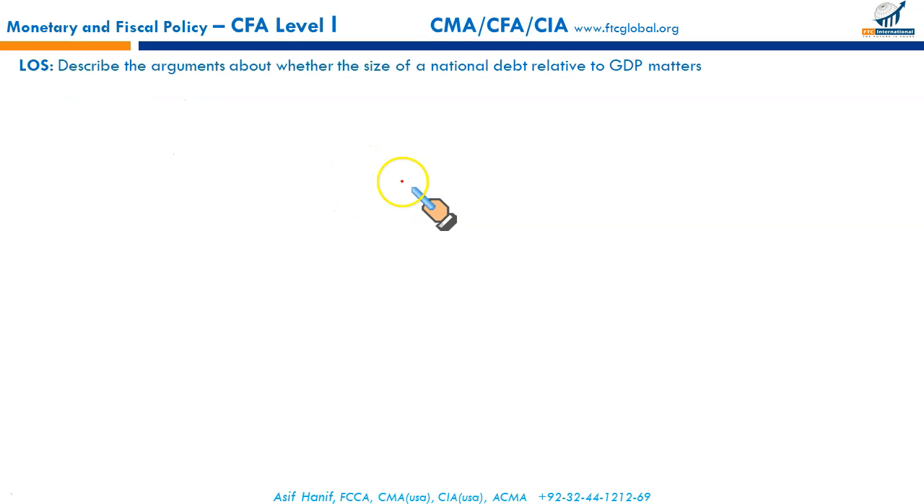Next, LOS: describe the argument about whether the size of a national debt relative to GDP matters. Well, if the debt is large, it can cause instability. Investors might lose confidence. The government must reduce spending to cover interest payments to the lenders, and increased currency printing may result, and it can increase inflation.